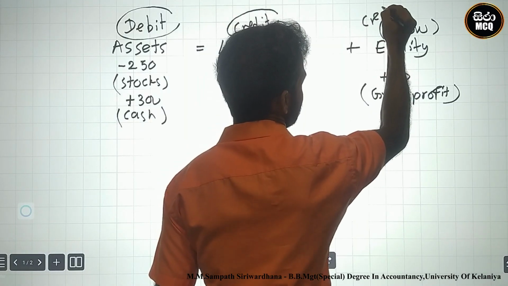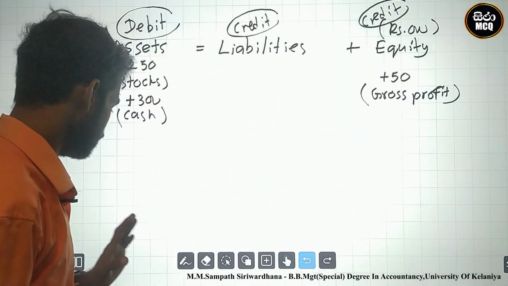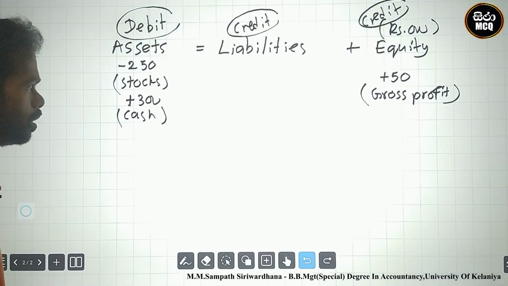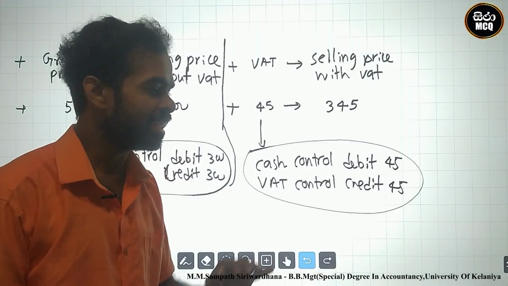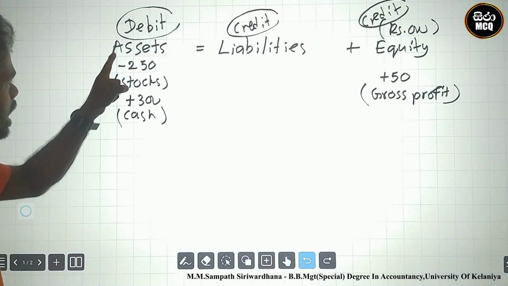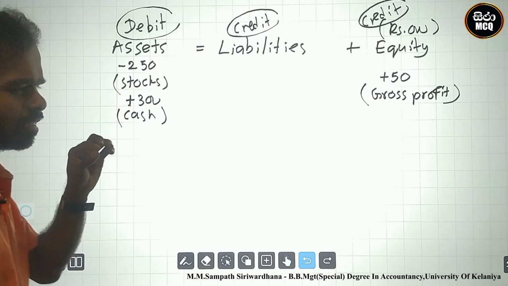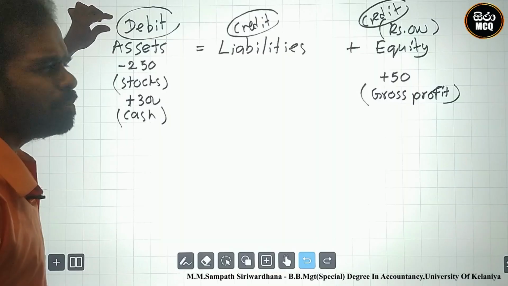Equity is a credit dial, another credit dial. Therefore, we must use the double entry for this one. Look here, cash control debit. Cash is an asset, no? Cash debit. Look here, cash is there, cash is an asset. There is a debit shot, no? Cash is normally a debit dial.